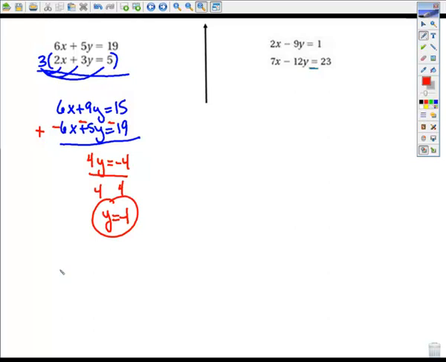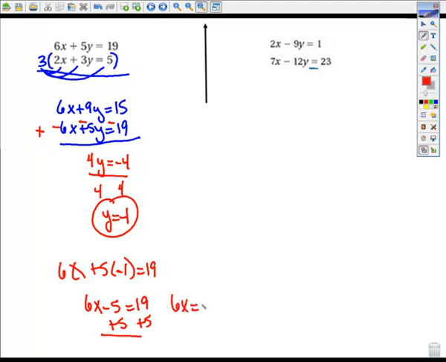Again, I'll put it back in the top. So 6x plus 5 times negative 1 equals 19. So 6x minus 5 equals 19. I'll add 5. 6x equals 24. I'll divide by 6, and x equals 4. So my answer here is 4, negative 1.